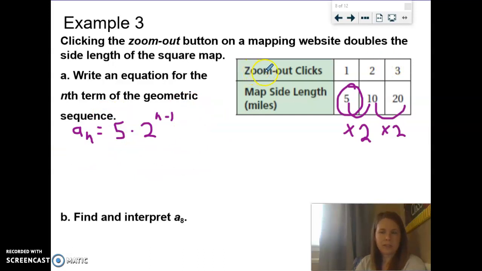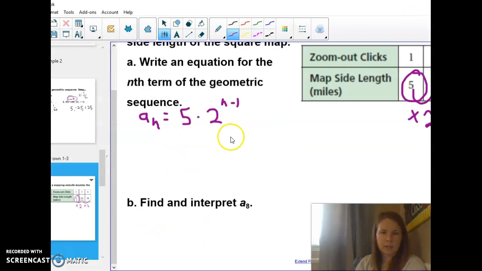So in this case, they're talking about their terms as the zoom out clicks. What if you hit it 100 times? How many miles is that going to show you? Or maybe you only click it 5 times. How much is that? And you don't want to sit there and continue to multiply by 2, multiply by 2, multiply by 2. I'm going to extend this page here. Just give me a second.